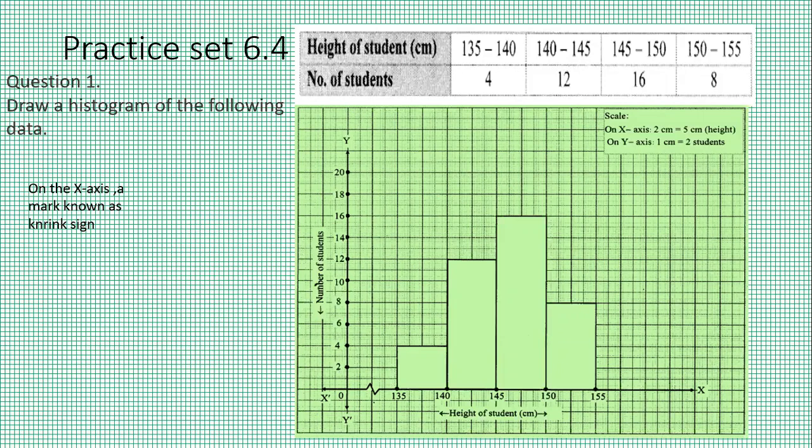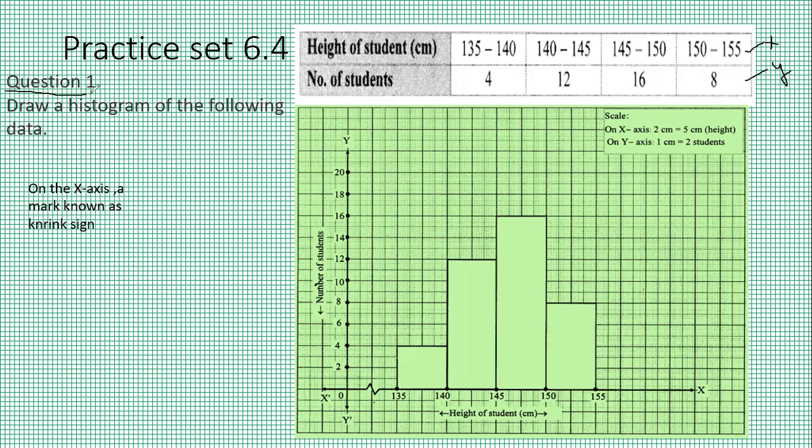Whenever we draw a histogram, first we see what data is given. Here you can see the data which you have to draw on the x-axis and the y-axis. The number of students you have to draw on the y-axis, and the height of the students you have to draw on the x-axis. This one is your x-axis data and this one your y-axis.